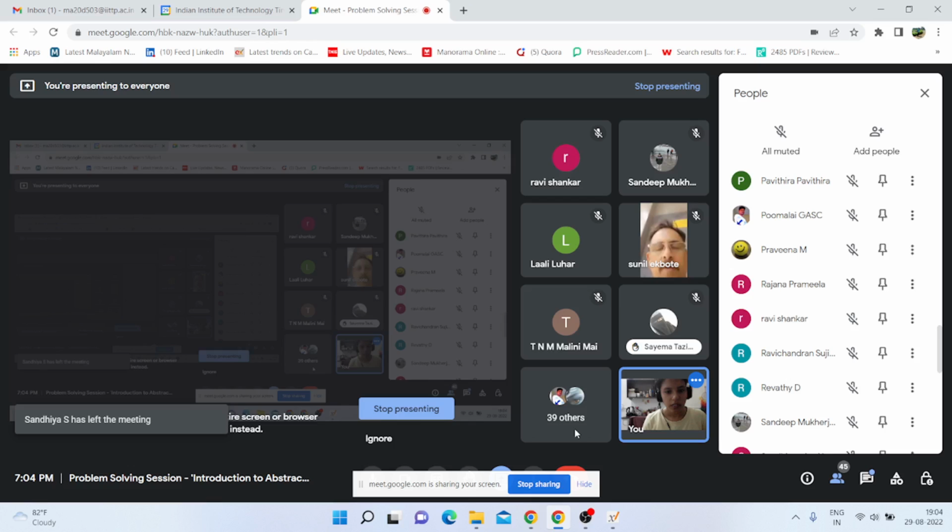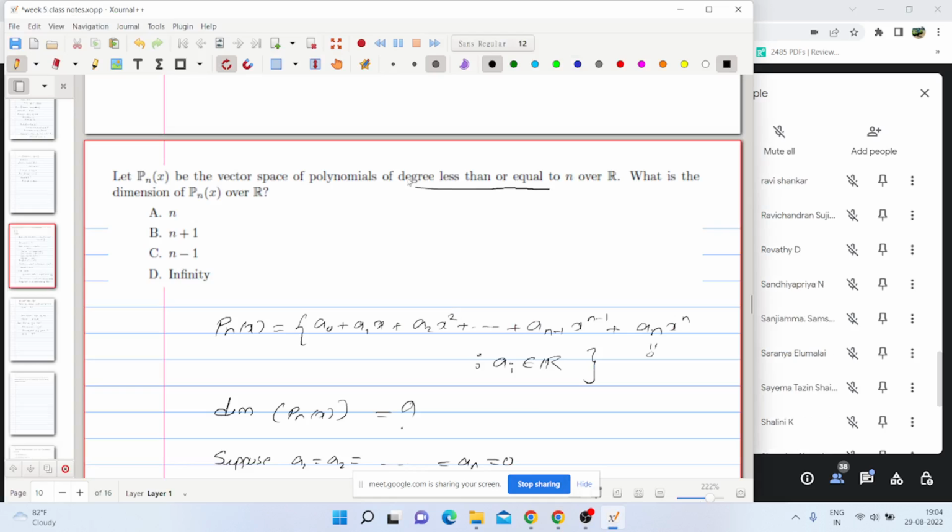If the degree of the polynomial is less than n, then it is not equal to n, it is less than or equal to n. If it is equal to n, then it is not a vector space actually. If it is less than n, then the same thing happens. We are dealing with the set of all polynomials where the degree is less than or equal to n. No, less than or equal to n.